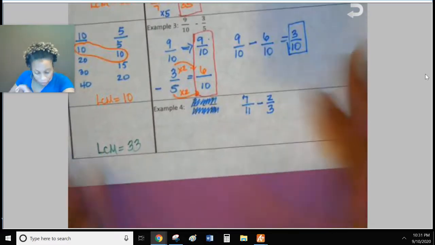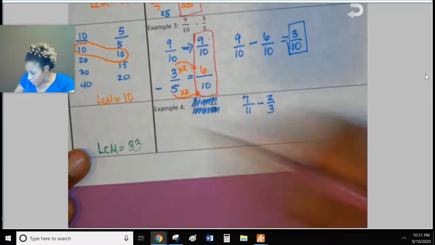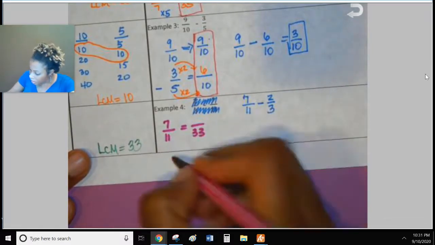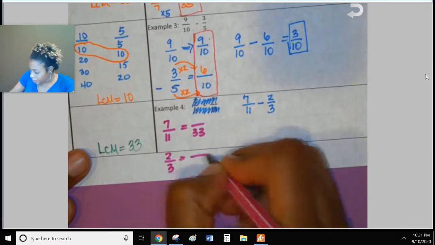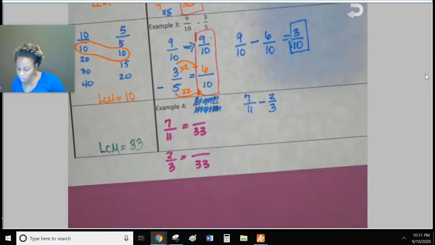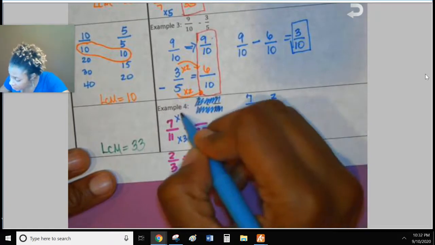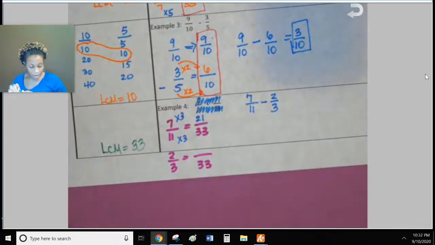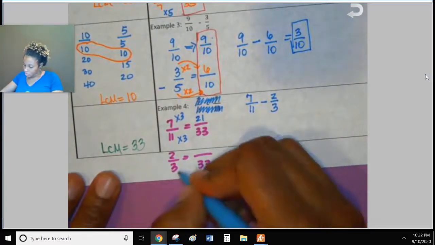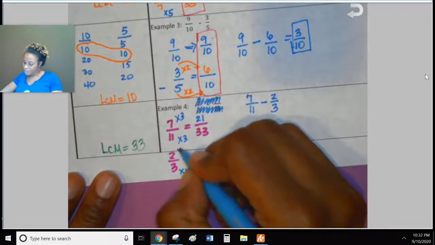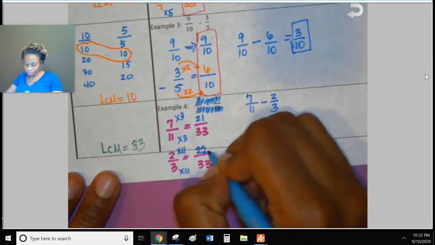So then you say, rewrite both, rewrite one, rewrite both. We have to rewrite both of these fractions. So 7/11 equals something over 33, and 2/3 equals something over 33. What can I multiply times 11 to get 33? 3. 7 times 3 is 21. And 3 times 11 is 33. And 2 times 11 is 22.